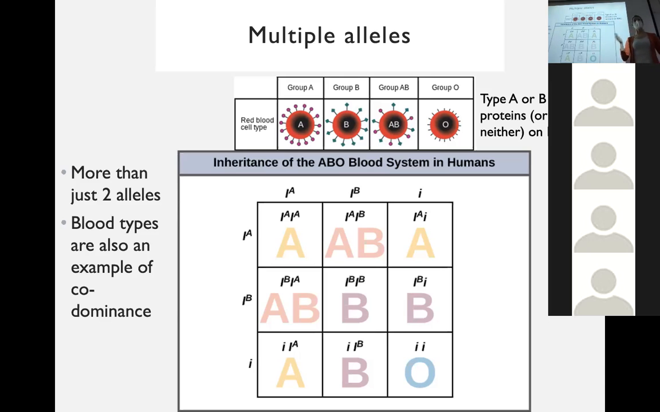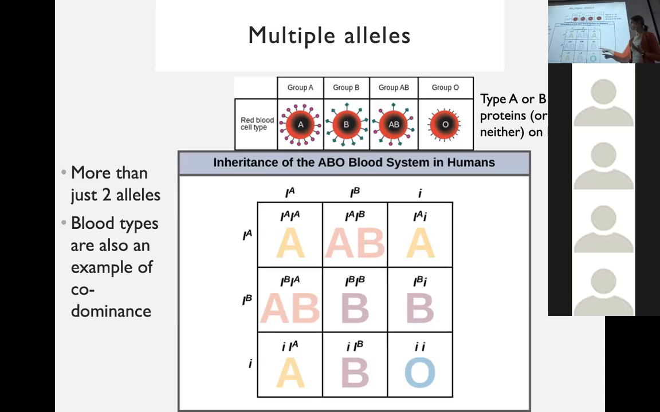So if you're type AB, you have the A protein and the B protein on the outside of your blood cells. If you're O, you don't have any. You have no proteins studding the outside of your blood cells. So those are the 4 different options basically. So you have A, B, and O, which is essentially no protein. So those are our 3 alleles.